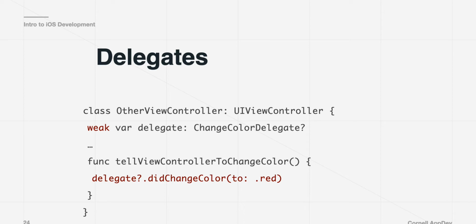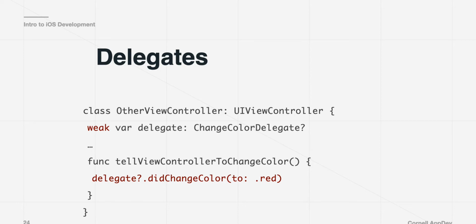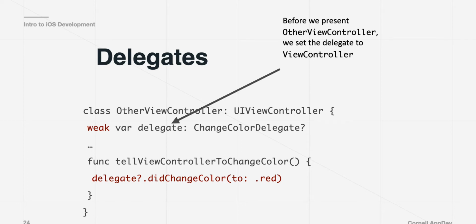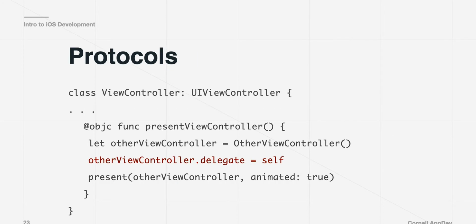Then in other view controller, it can call didChangeColor with the delegate function, because this delegate is this view controller, which implements all the functions of the change color delegate protocol. Before we present other view controller, we set the delegate, right? And then this method calls the didChangeColor method in view controller, which is this file.